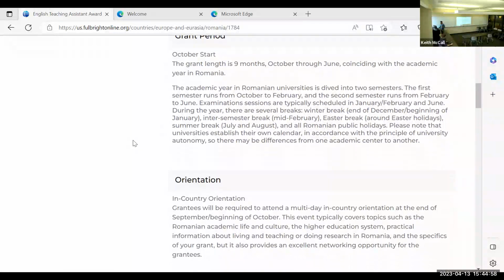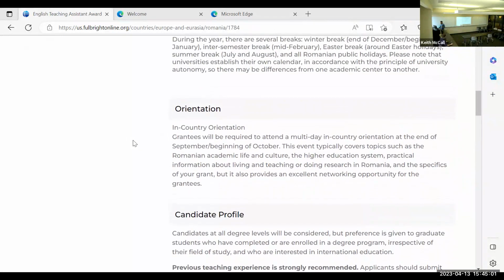The grant period section will give you a little information about that. If they have an in-country orientation, this section will explain it. I think I've seen that some are doing webinars and Zoom orientations before you get to the country, which makes things a little more flexible for people arriving at different times.